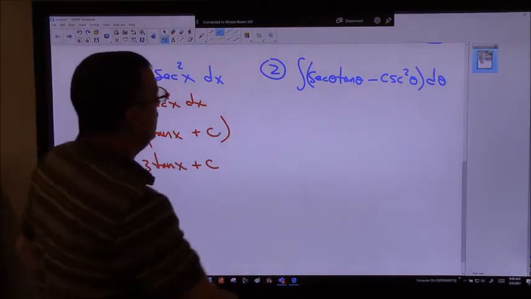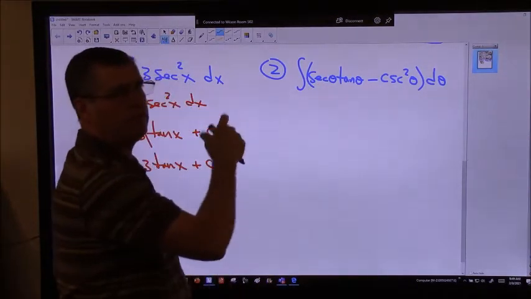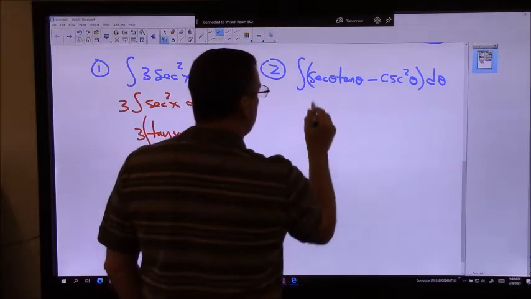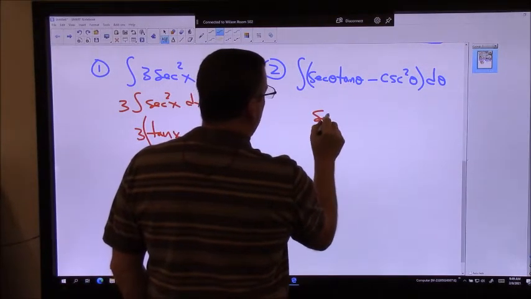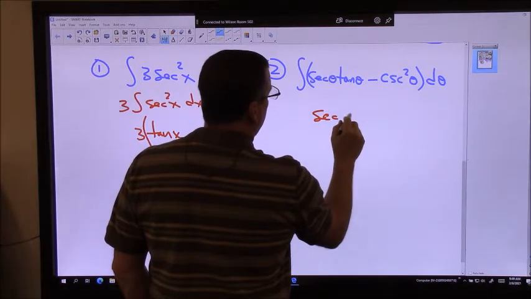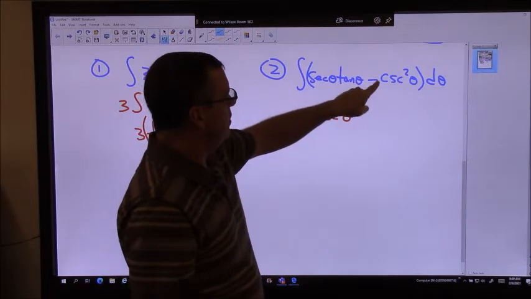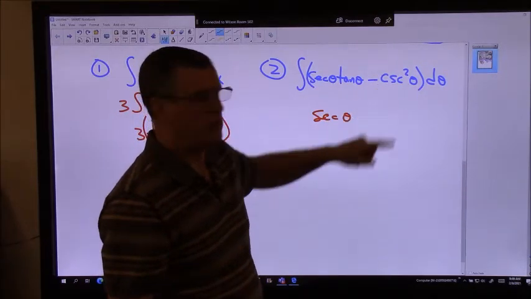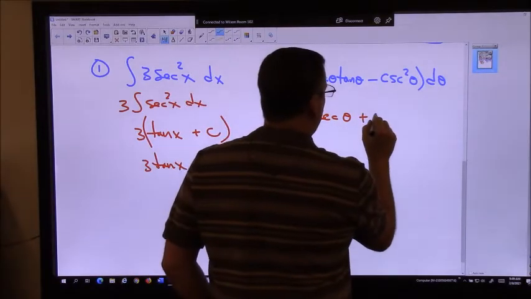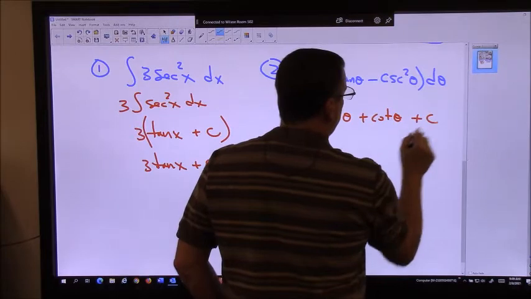All right, over here, so what did I take the derivative of to get this? That would have been the derivative of a secant. Okay, so the integral of secant theta tangent theta is just secant of theta. And let's see, what would I take the derivative of to get a negative cosecant squared? That would be the derivative of a cotangent. So plus cotangent theta plus c.